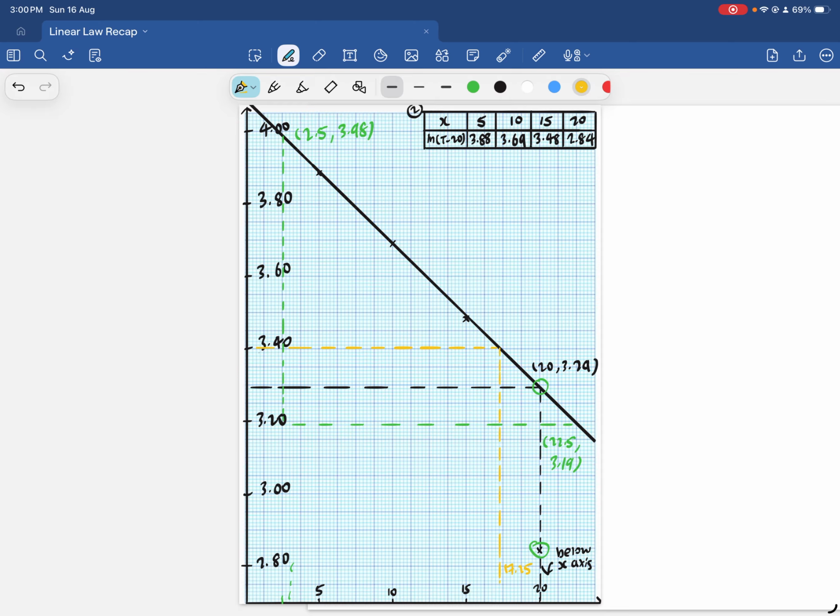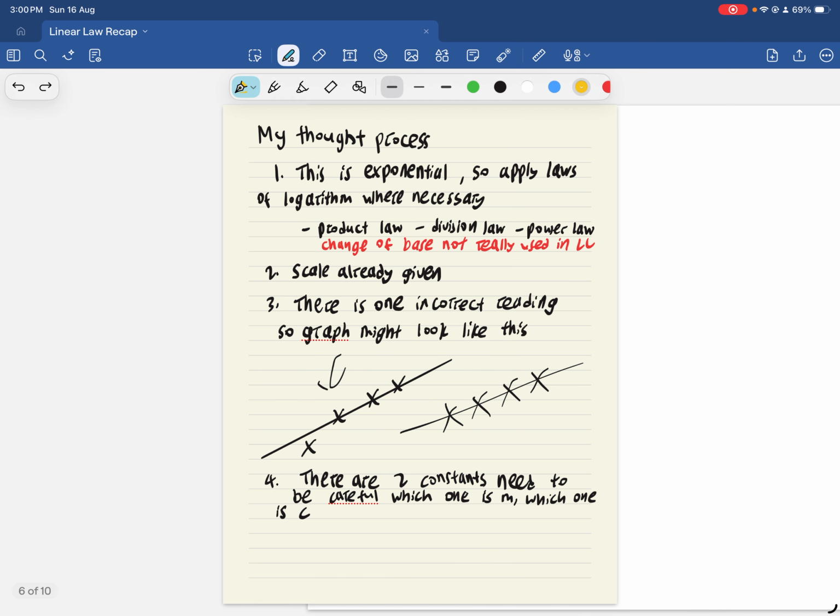So after you get these, you just plot it on your graph. Just remember that for linear law questions, you're supposed to pass through all the centers of the crosses. If it goes something like this, I suggest that you should redraw it, because it should really pass through the center. Alright, then you answer the question.